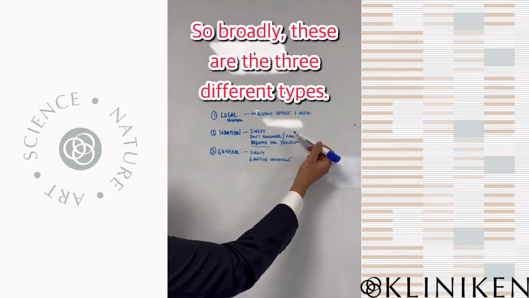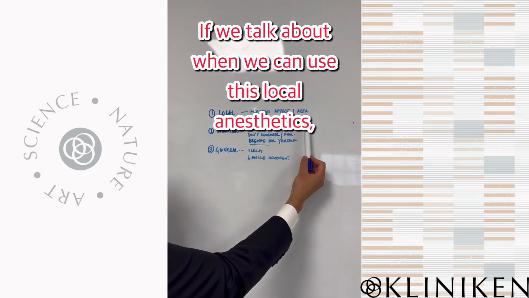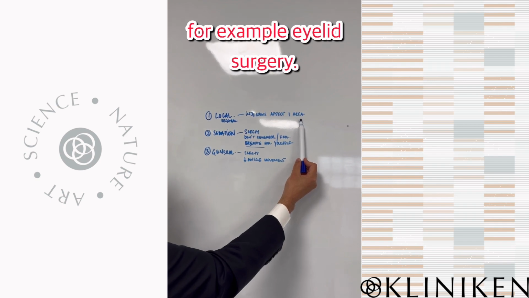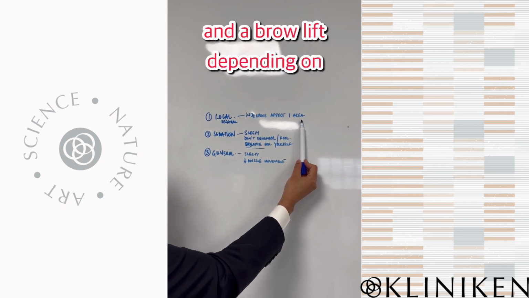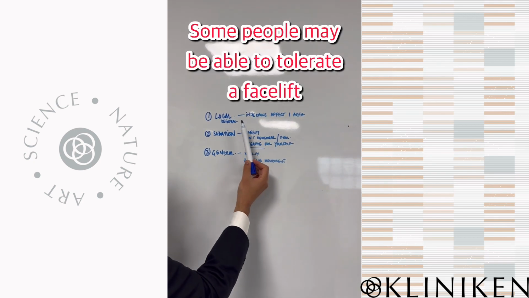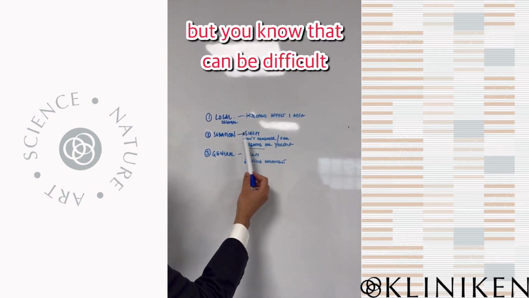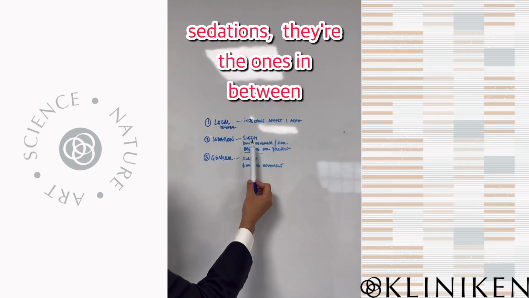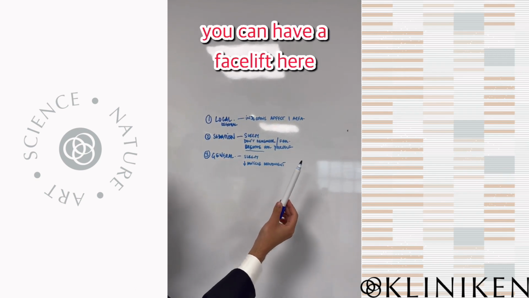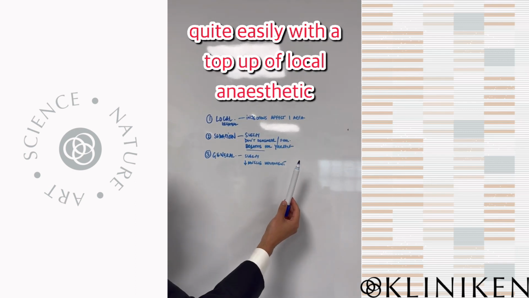So broadly, these are the three different types. If we talk about when we can use them, local anesthetics we can use, for example, for eyelid surgery. You can use it for a lip lift and a brow lift. Depending on how the patient is, some people may be able to tolerate a facelift, but that can be difficult. Sedation is the one in between. So you can do liposuction, you can have a facelift quite easily with a top-up of local anesthetic.